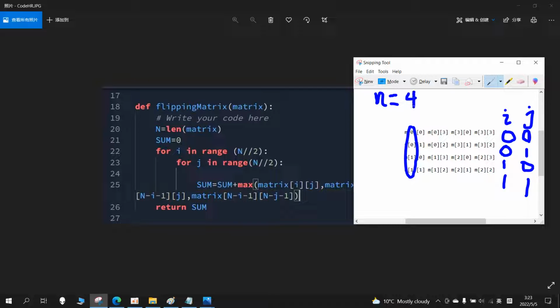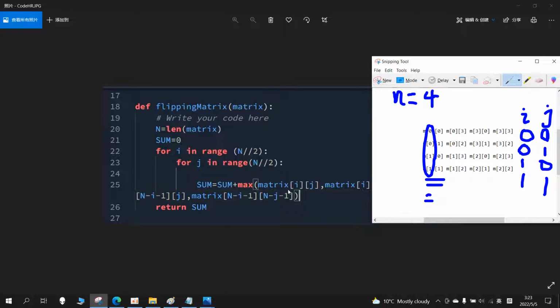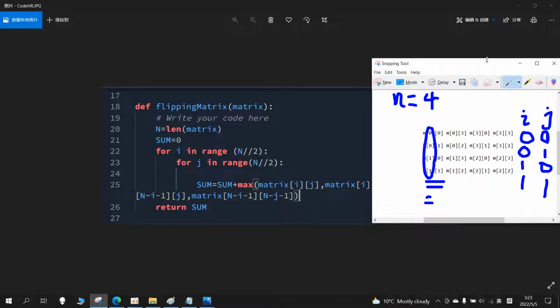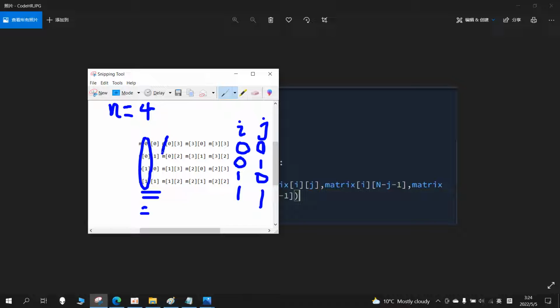We need to think about the regulation and the formula. For the first one, this one is very obvious. i equals i, j equals j, the column j is totally the same. So that's why here I wrote matrix i and j. And then for the second column, this one is also the same as whatever comes to i, right? So that's why I directly write i here.